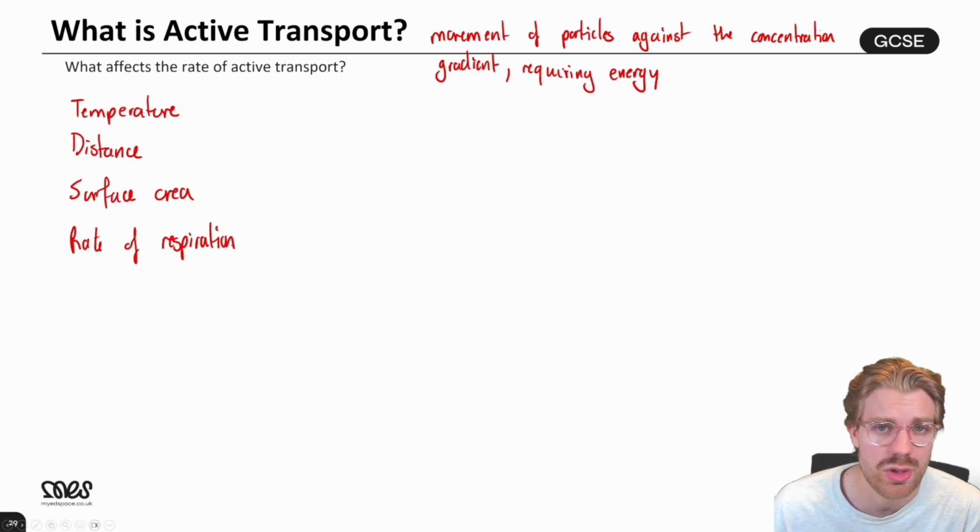Examples of active transport would be things like the absorption of glucose in the small intestine or the absorption of mineral ions by the root hair cells in the soil. And there we have it, Module 1 completed.